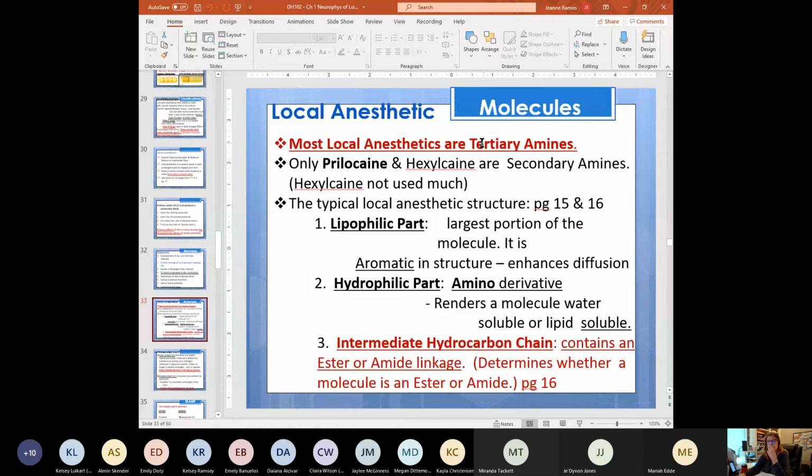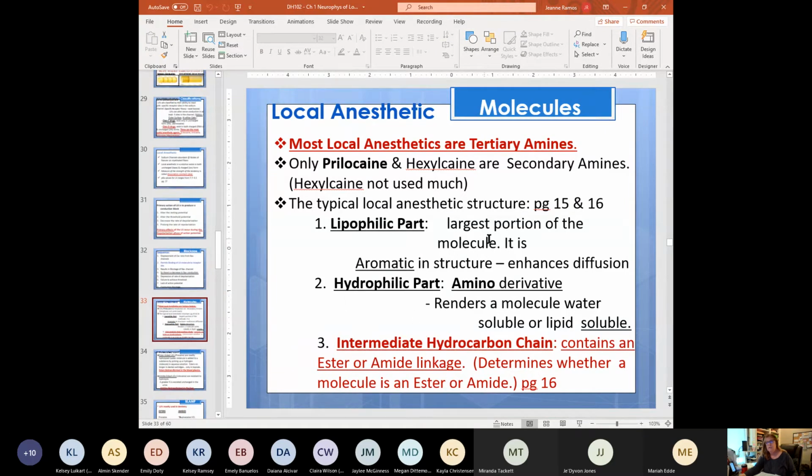The tertiary amines, it'll talk about whether they have a lipophilic or a hydrophilic part. And there's a picture of the structures on pages 15 and 16. We don't have to memorize any of those chemical structures, but you do need to know that in the middle, like on page 16, there is an intermediate carbon chain, is what it's called. Test question. And on either side of that, it's either an amino or an aromatic, which means it's either lipophilic or hydrophilic. It has to do with hydro, water.